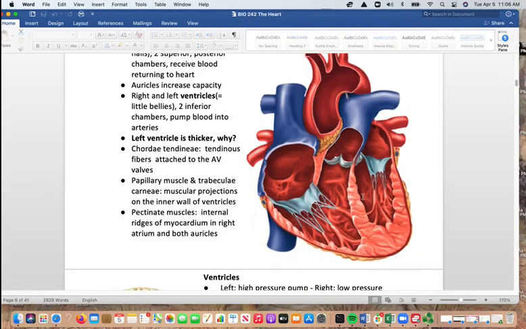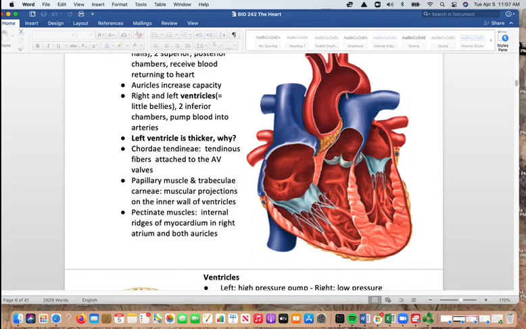So you can see on this picture, it's not as obvious as it is on some, but the left ventricle is thicker. This is important because the right ventricle pumps to the lungs. They're right next door. The left ventricle is going to pump to the whole body. It takes a whole lot more work to move the blood down to your fingers and toes than it does to move it just to the lungs next door.